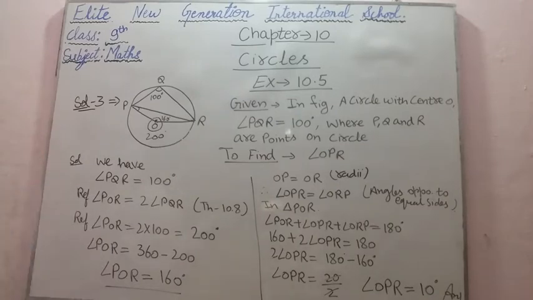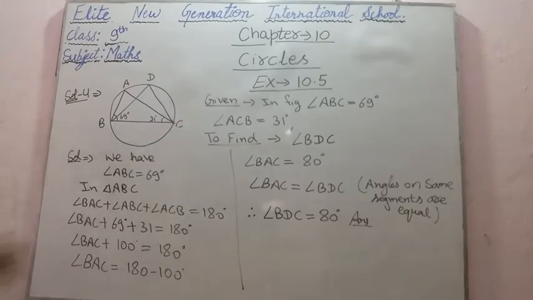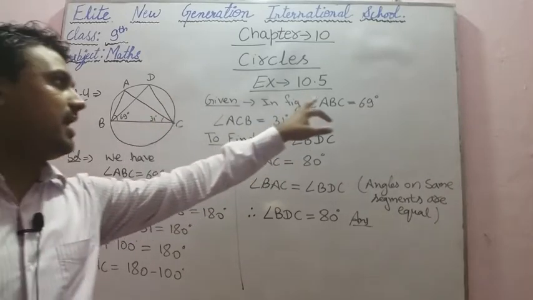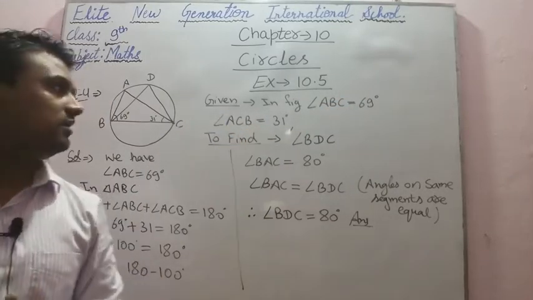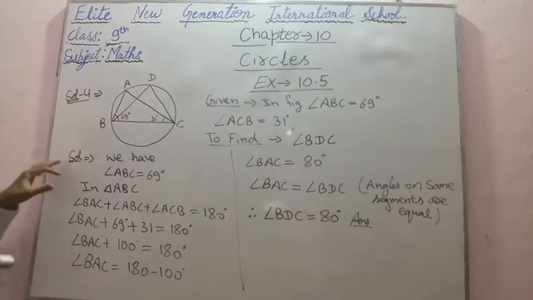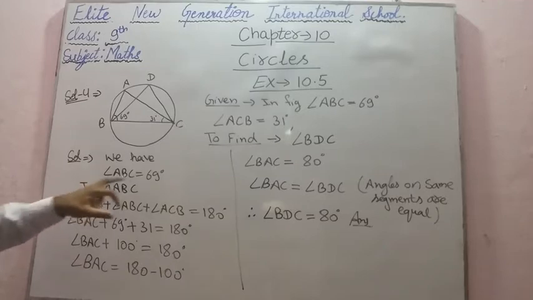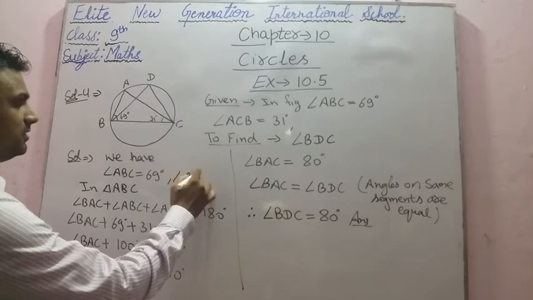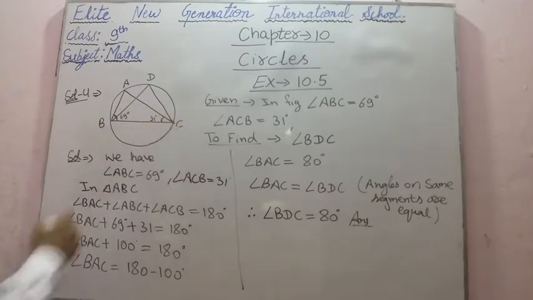Now after this, see the next question. See question number 4. In question number 4 we have a figure given, angle ABC equal to 69 degree, angle ACB equal to 31 degree, and here we have to find angle BDC. So in the figure, by solution, we have angle ABC equal to 69 degree, and one thing more, angle ACB equal to 31 degree. So it is 69 and it is 31 degree.